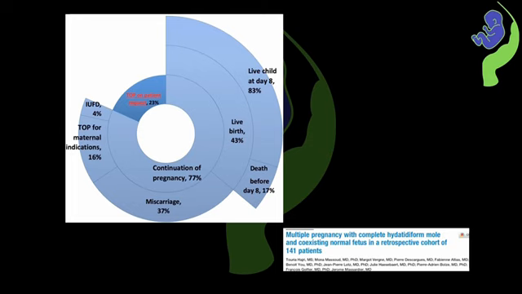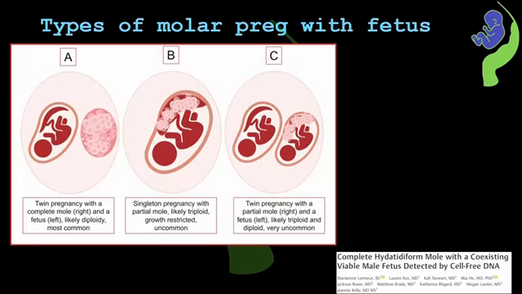When a molar pregnancy is seen along with a live fetus, there are three possible scenarios. In type A, this is the most common one. It is a twin pregnancy where one sac has complete mole and the other has a normal diploid fetus with normal placenta.